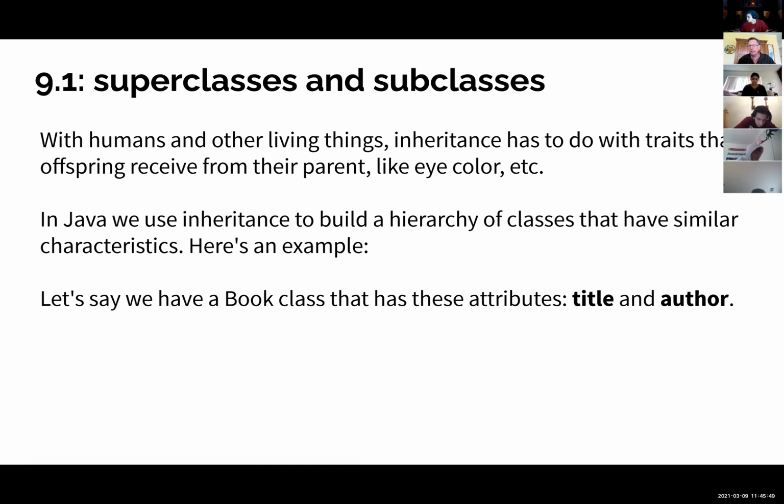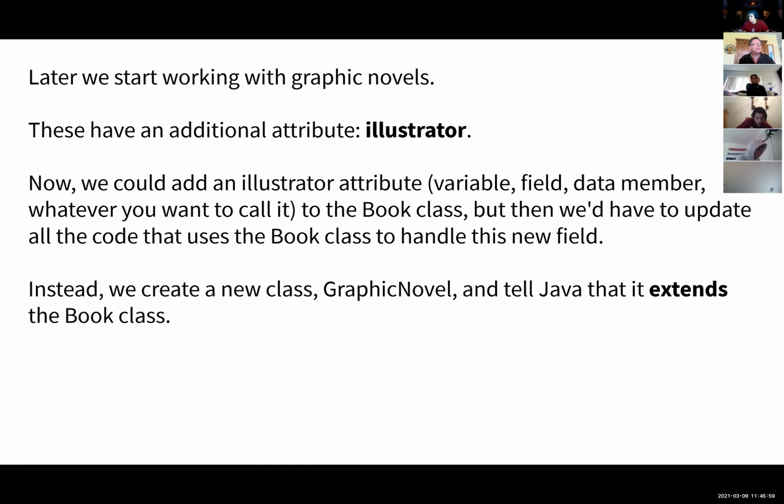Let's say we had a book class. We've done that before. And the book has two attributes, title and author. But then later we start wanting to work with graphic novels. And graphic novels have another attribute, which is the illustrator. It might be the same person, but it might also be a different person.